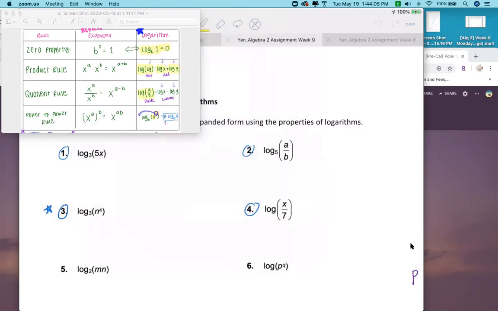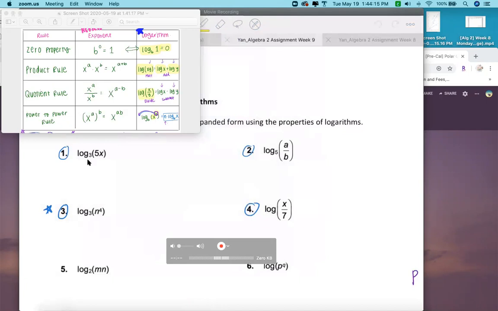Okay, for number one, look at the rules at the top. Focus on the log side. So if it's log sub 3, the sub number doesn't matter at all. Okay, don't worry about the sub number.